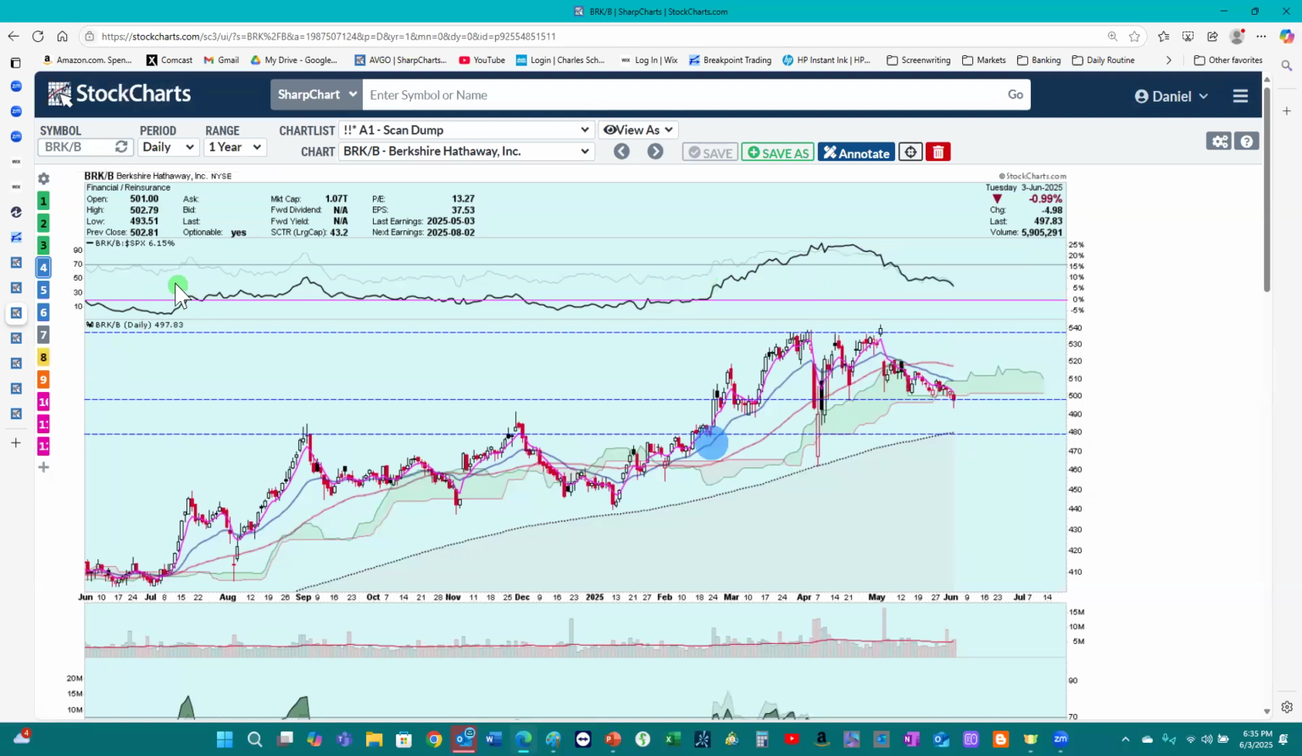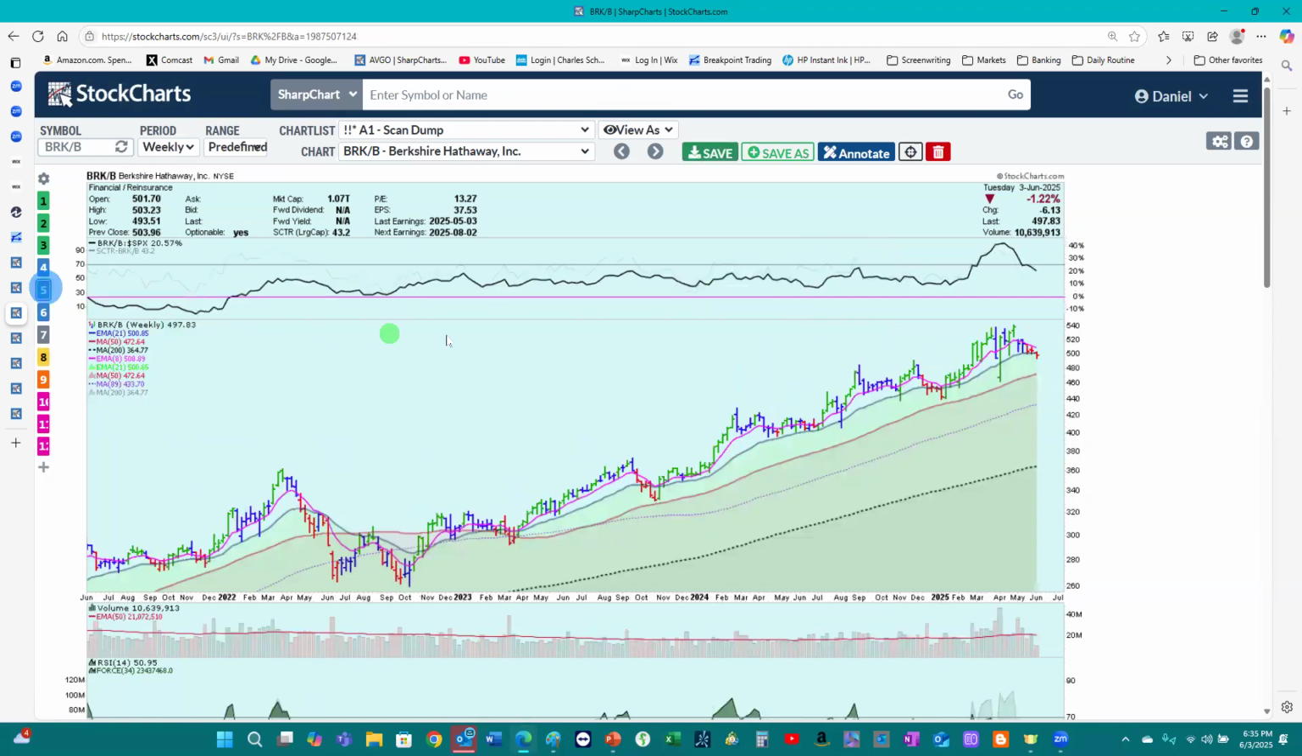Let's look at it a little bit closer. That is a daily view. Let's go out and look at it on a weekly. So it's sitting right at the 21. This 50 is really important. The 50 is at 472. Just like I said before, with the 200, that's going to be important right around that 480 level.